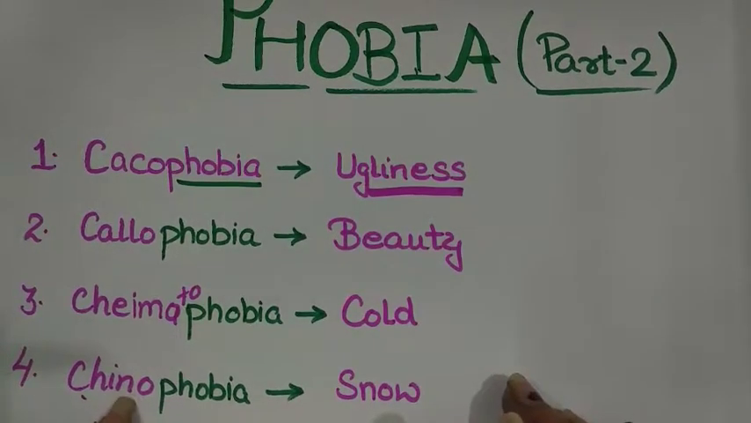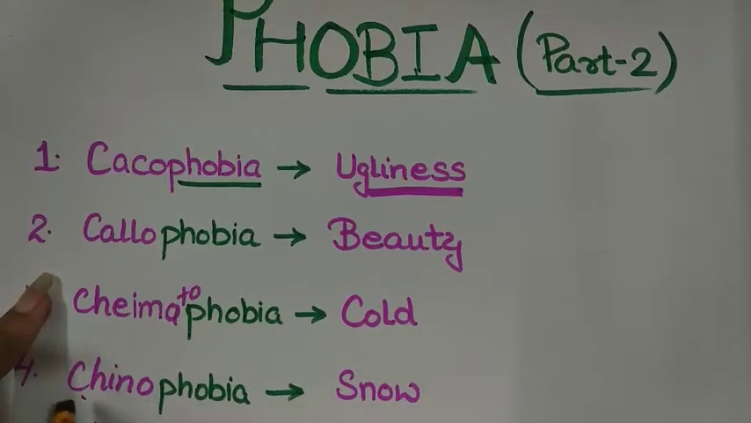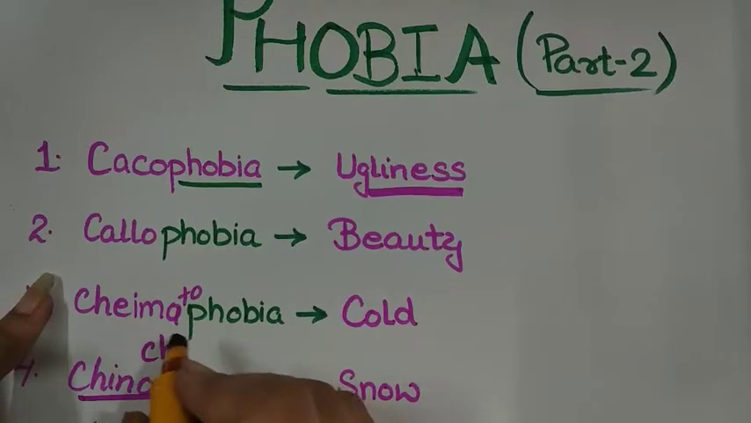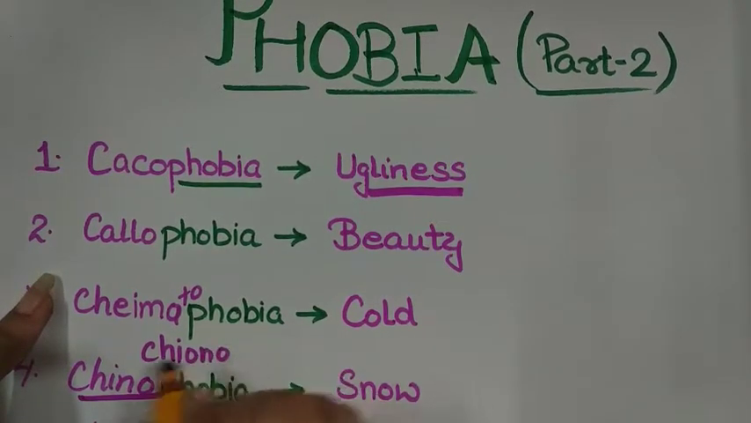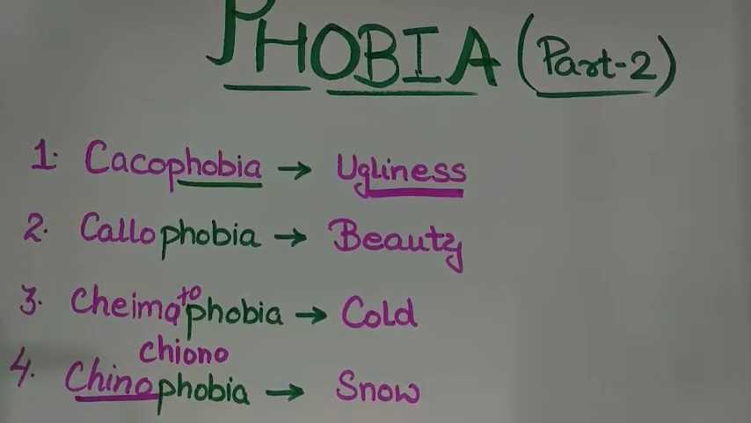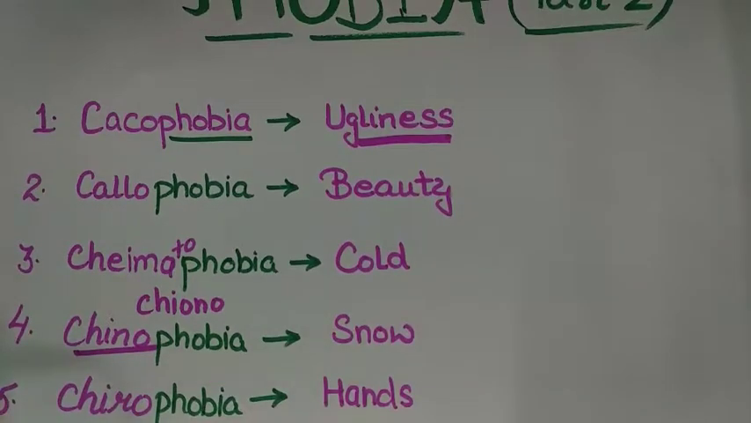The next phobia is chionophobia. It's actually chionophobia, and I think there should be one O after I. Chionophobia is phobia of snow. Means if you are not willing to go to see snow or snowfall, then yes, it is chionophobia.